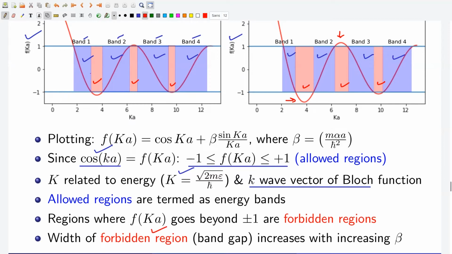For example, in the case of beta equal to 2, this is the width of one of the forbidden regions. And this is the width of one of the forbidden regions for beta equal to 4. Note that the width is much higher when beta is equal to 4. Thus, a stronger potential leads to a wider band gap, as expected.